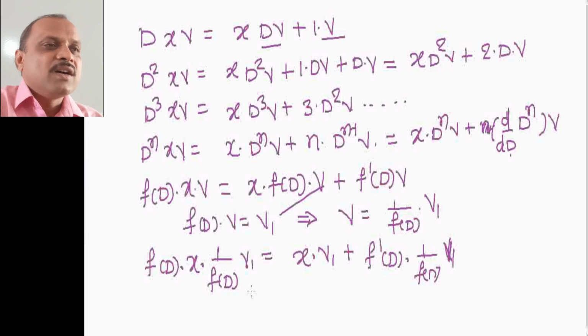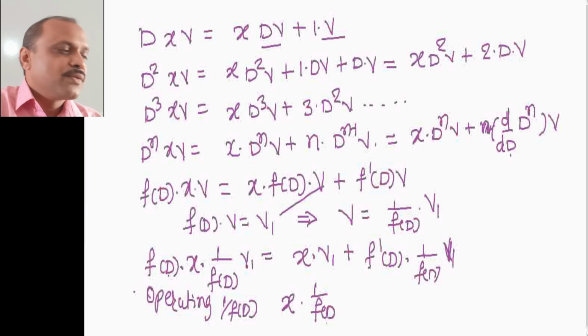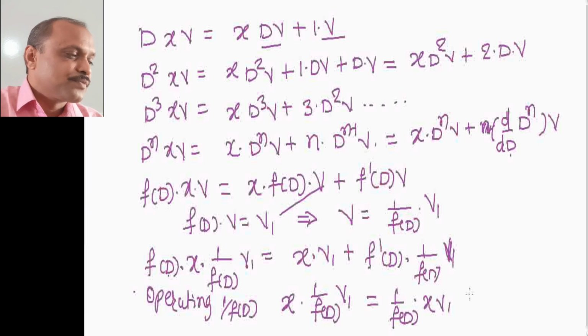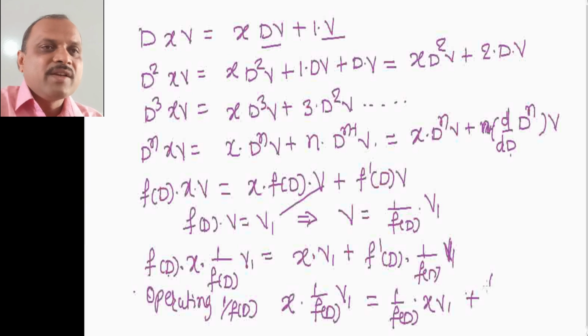Now let us operate 1 upon f(D) on both sides. Then f(D) and f(D) get cancelled and we get x into 1 upon f(D) into v1 equal to 1 upon f(D) x into v1 plus 1 divided by f(D) operating on f'(D) into 1 upon f(D) into v1.